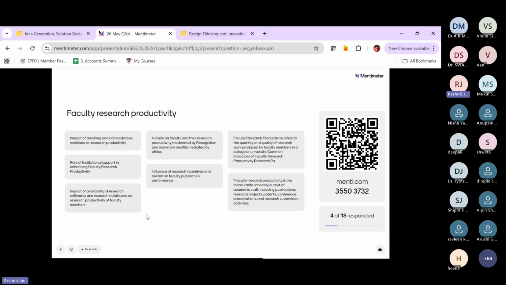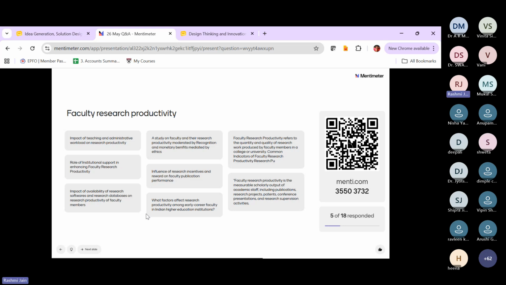Let's just get one more response. Try to keep it different from the other four responses we've received so far. What factors affect research productivity among early career faculty in Indian higher education institutions? Yeah, for early career faculty, you want to do a study. Yeah, that's good.